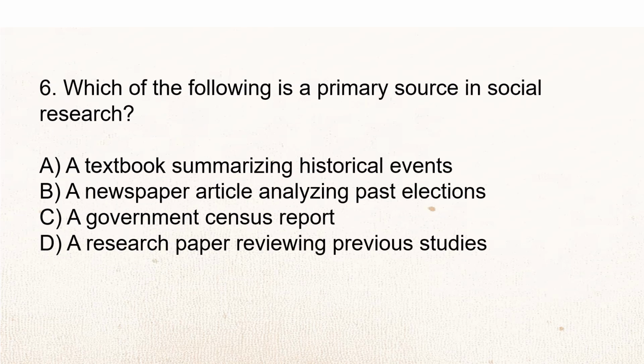Number 6. Which of the following is a primary source in social research? Letter A, a textbook summarizing historical events. Letter B, a newspaper article analyzing past elections. Letter C, a government census report. Or letter D, a research paper reviewing previous studies.